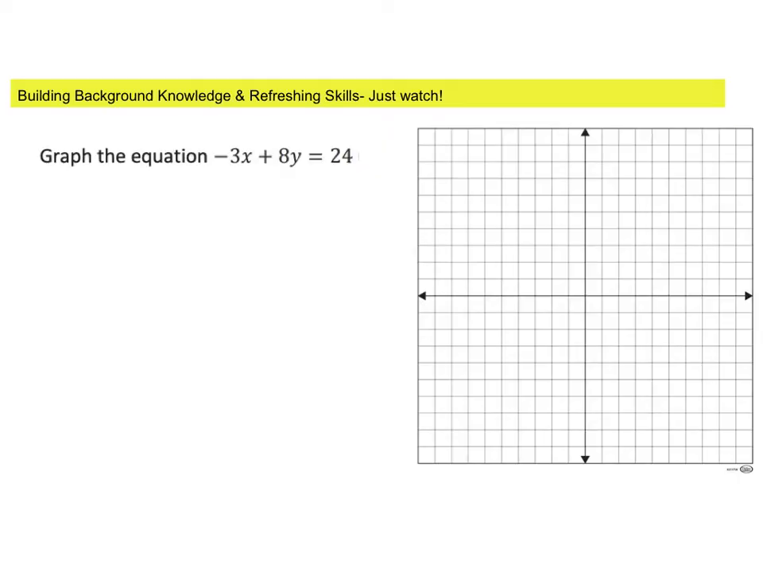Okay, so for this first slide where I'm just building some background, I'm going to go over a few things that we've learned so far. As you can see, this equation is not written in slope-intercept form. It is written in standard form. So the first thing I have to do to be able to graph this is write it where the y is by itself on the left. So I'm trying to get this y by itself.